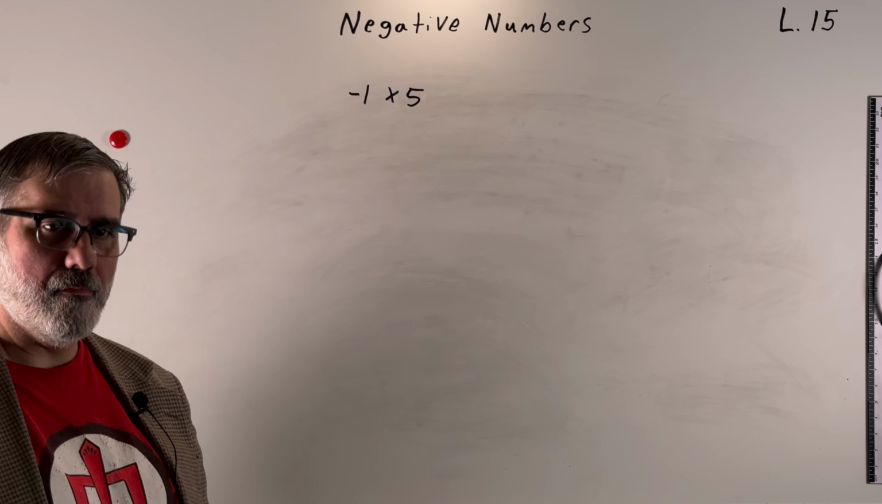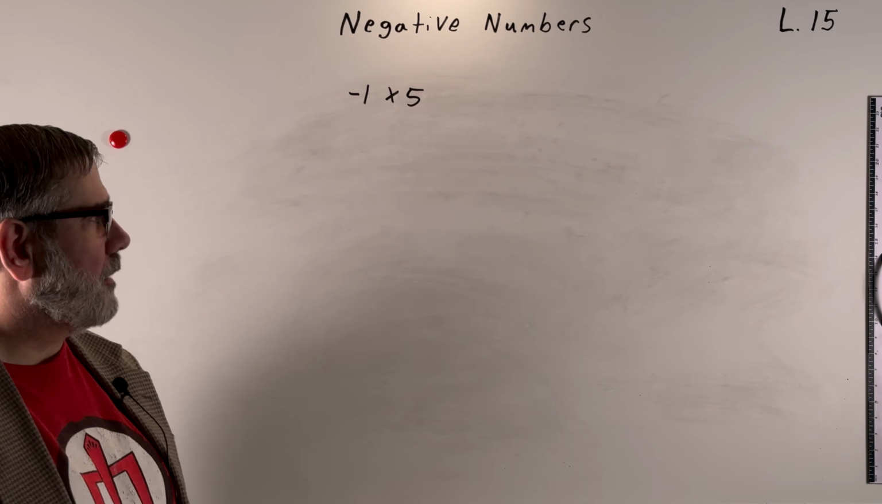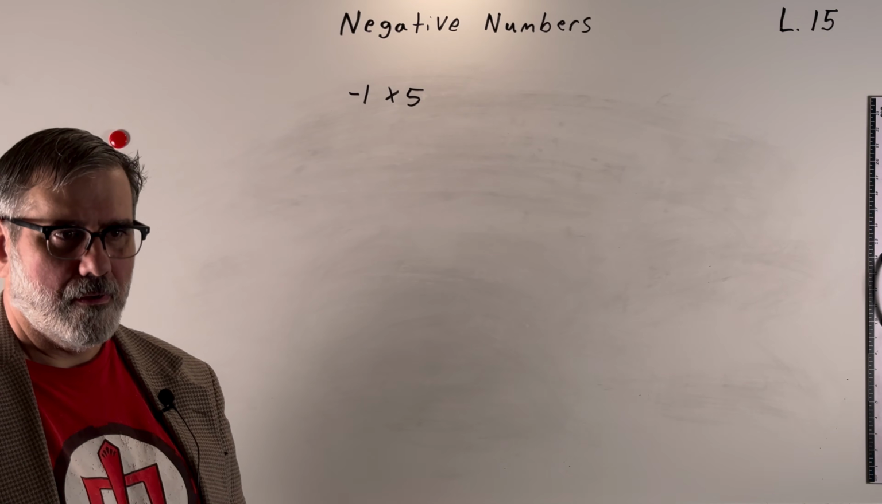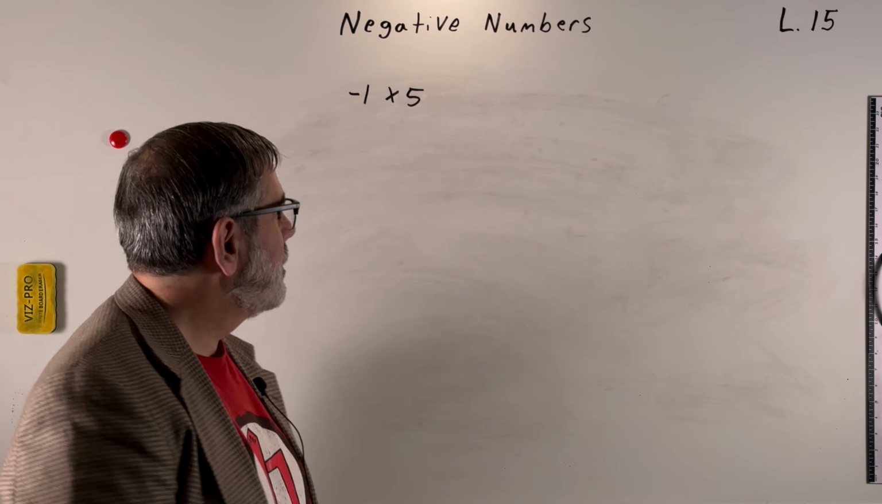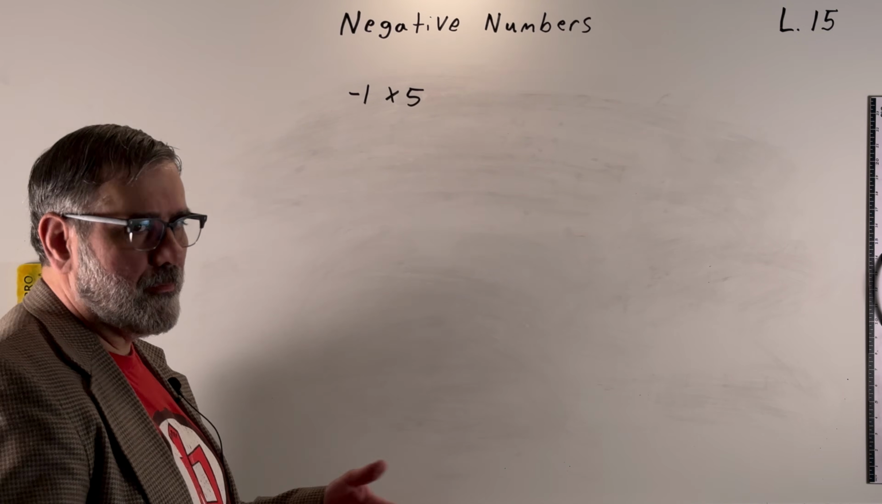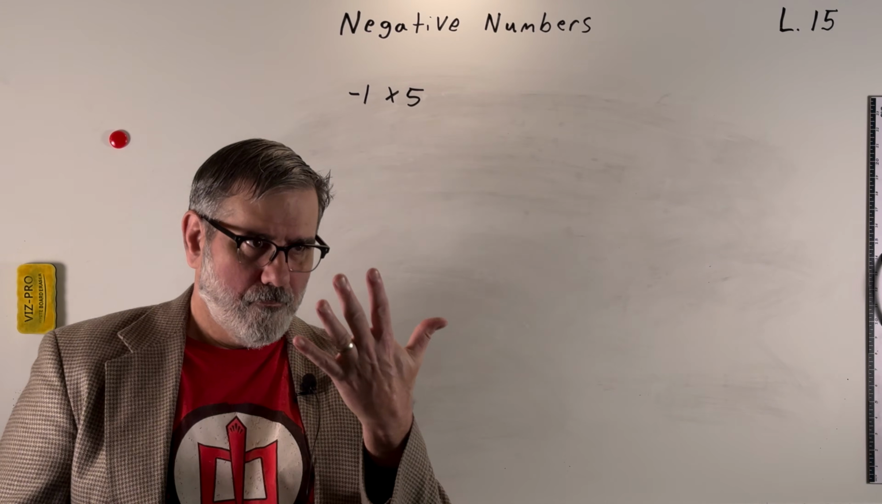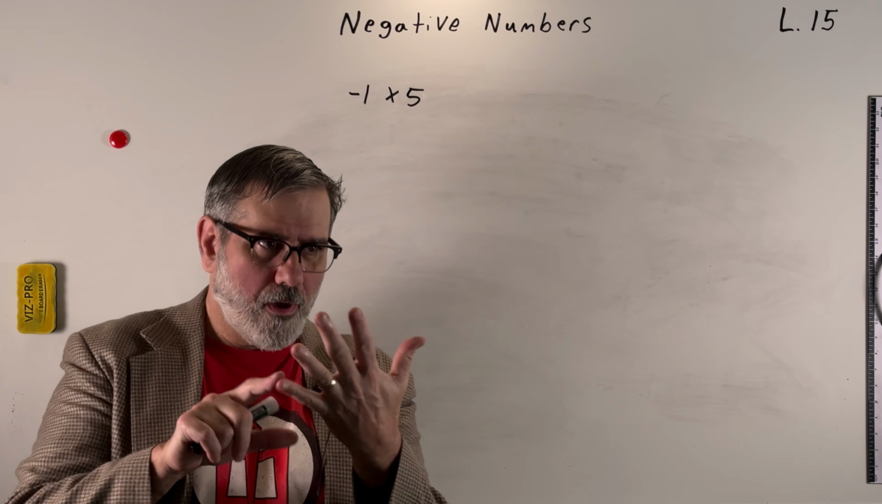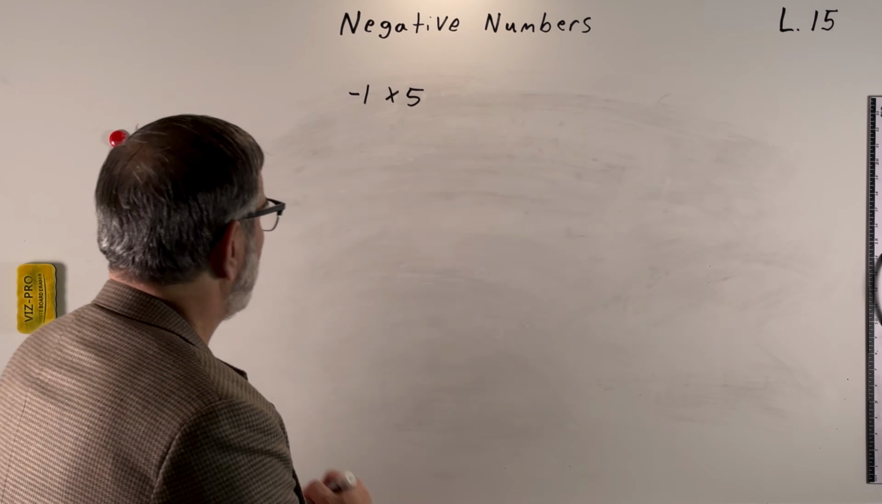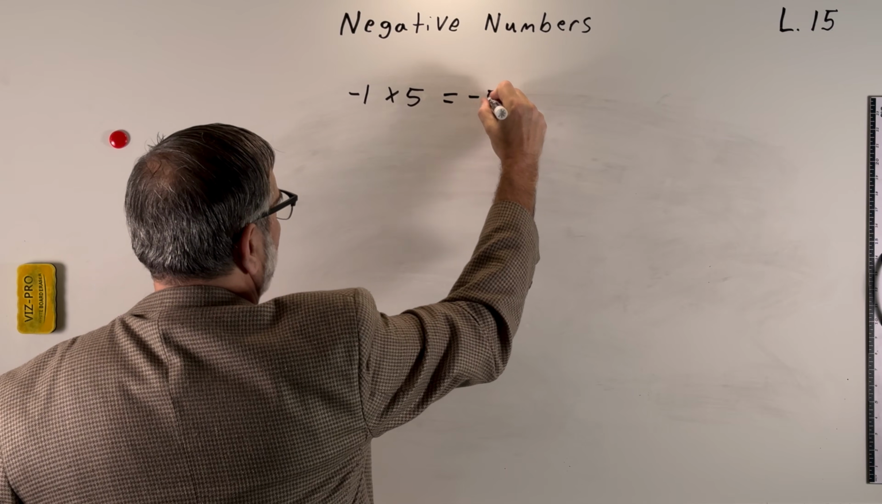What is 1 times 5? 5. It's 5. So what is -1 times 5? -5. That means I take -1 and I add it 5 times. We got 5 holes: 1, 2, 3, 4, 5 is the answer. 5 holes. So it's equal to -5.